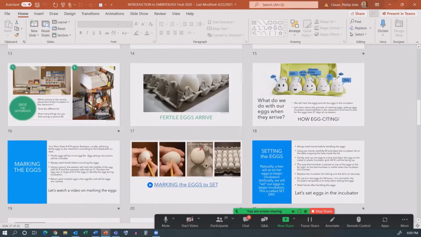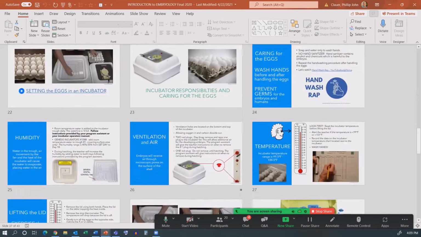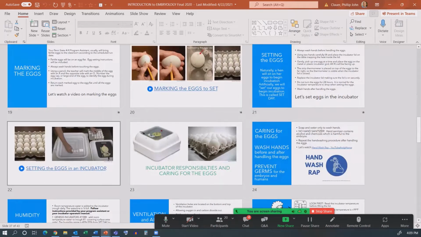Talk about the eggs arriving and what happens. There's a Learn Now video on marking your eggs, preparing them properly for incubation. Talks about getting your incubator set up, gives you a demonstration of how to put your eggs in the incubator, and goes through all this. Hand washing is a big part of our program.